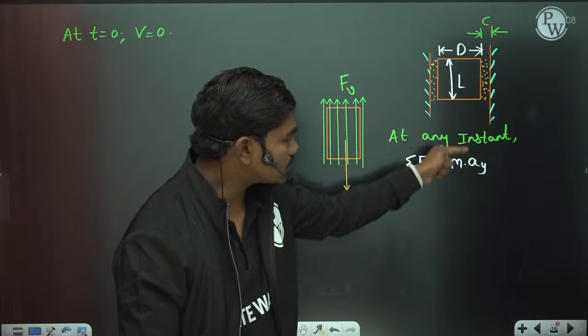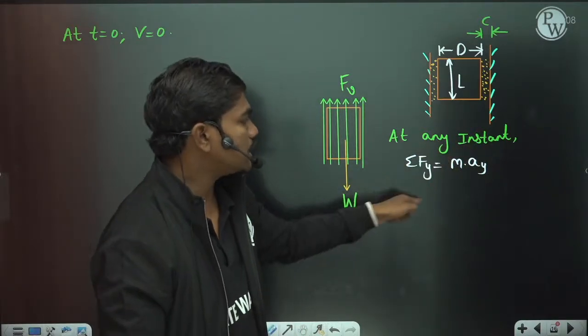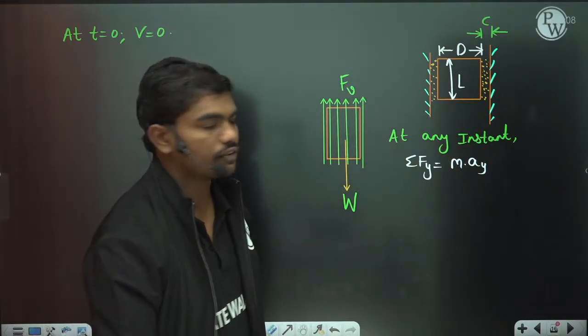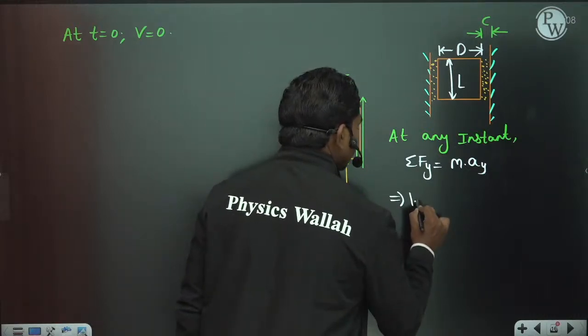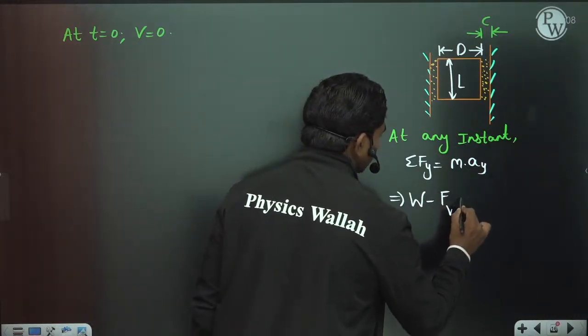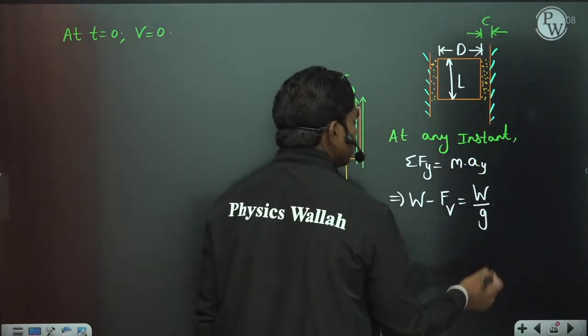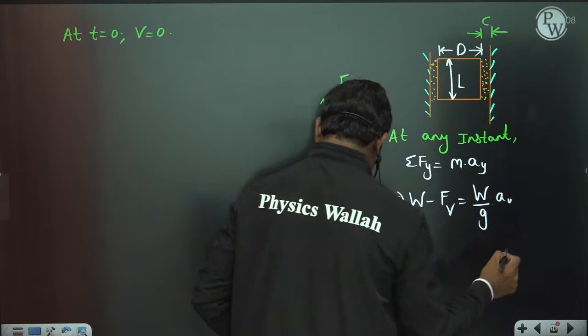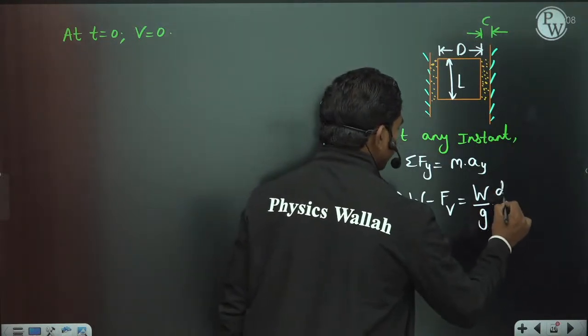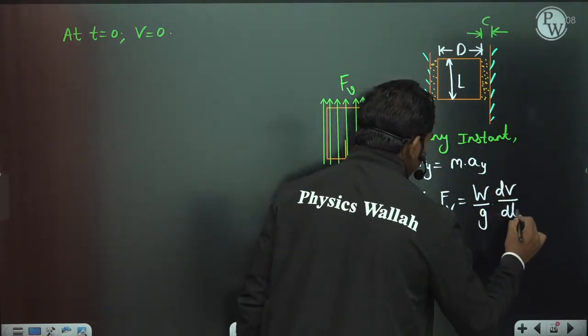So if acceleration of the block is in the downward direction, let us consider the forces in the downward direction as positive for some time. So this implies W minus viscous force is equal to mass, which is nothing but W by g, into acceleration in the y direction. So what is acceleration in the y direction? dv by dt is the acceleration in the y direction.